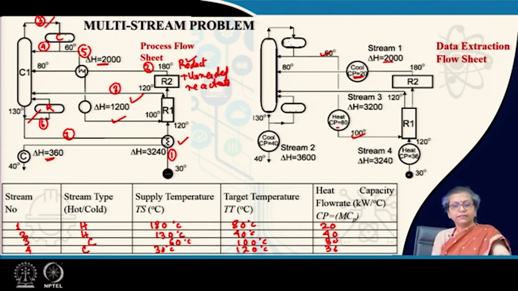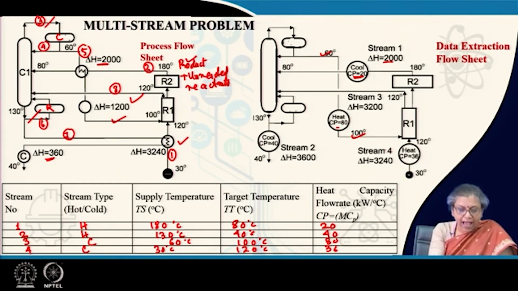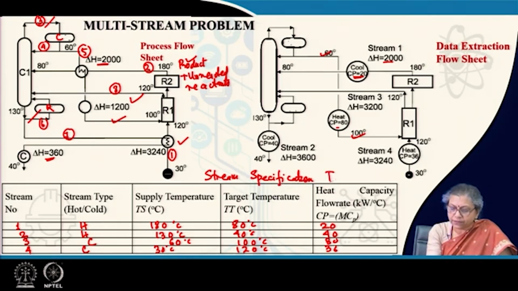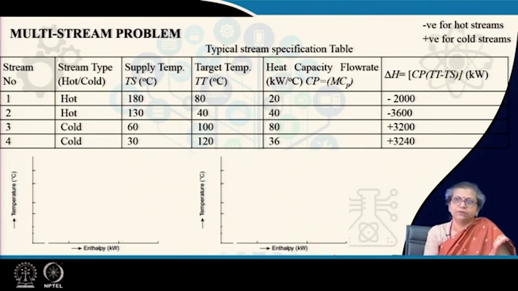So, therefore, what I did, the process flow sheet is there. From that I took the data extraction flow sheet, and I just identified those particular streams which would form my heat exchanger network, and after that I filled up the stream specification table. The same procedure that I had adopted for the 2 component case. Now, once this whole thing is there, what is the next thing? I need to construct the hot curve as well as the cold curve. With this particular data which is there, this is the typical stream specification table.